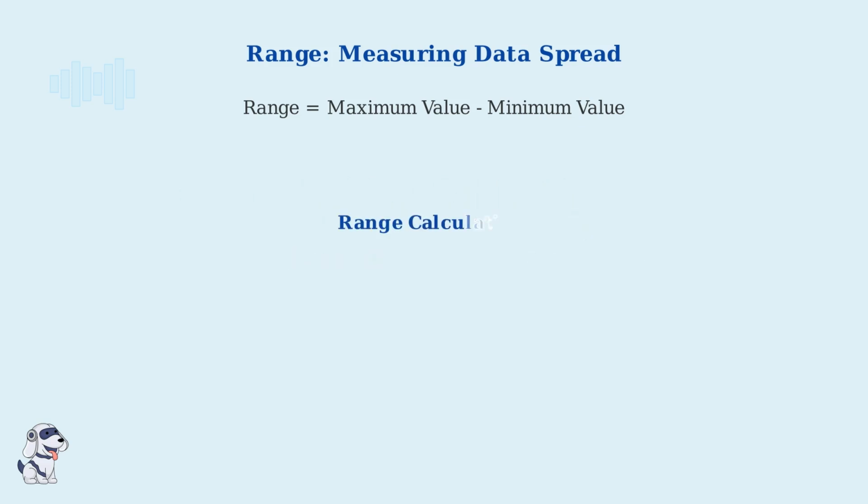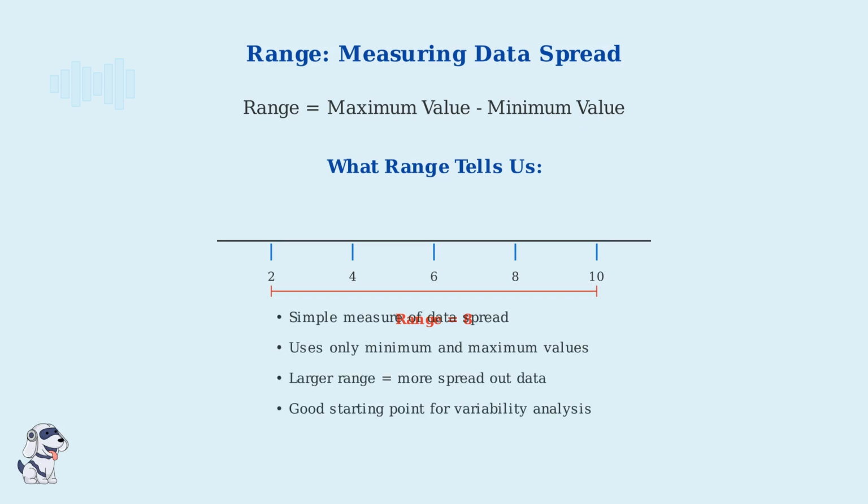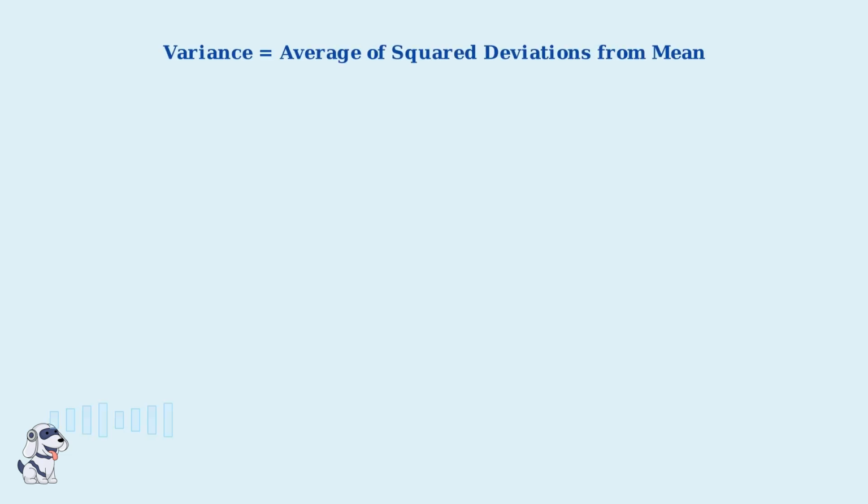Now we can calculate the range by subtracting the minimum value from the maximum value. Range equals 10 minus 2, which equals 8. The range of 8 tells us that our data values span across 8 units. This gives us a quick understanding of how spread out our data is. The larger the range, the more spread out the data. The range is useful because it's simple to calculate and understand. However, it only considers the 2 extreme values and doesn't tell us about the distribution of values in between. It's a good starting point for understanding data variability. Variance measures how spread out data points are around the mean.